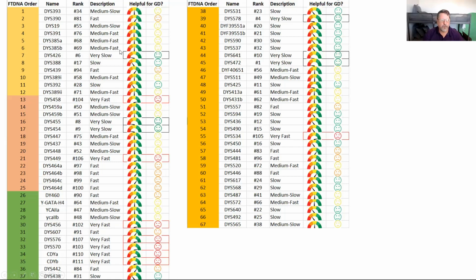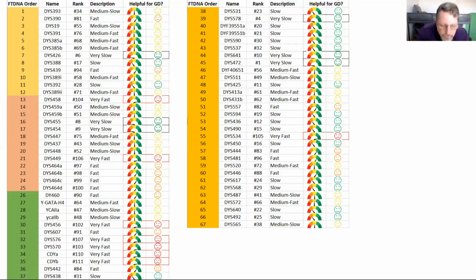What's very helpful is marker 6 or marker 8 or marker 9, right? Marker 44 or 45, right? These are helpful. But you notice I was going to enter in all 111, which would have been very helpful for you folks that have lower level tests.